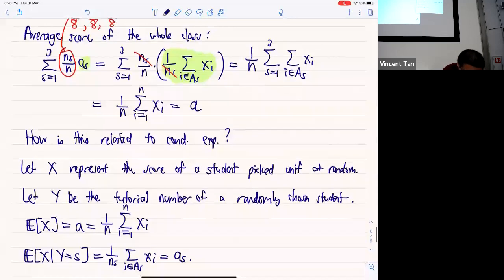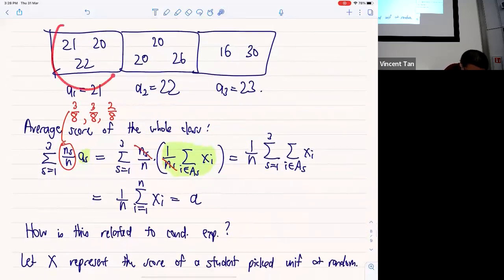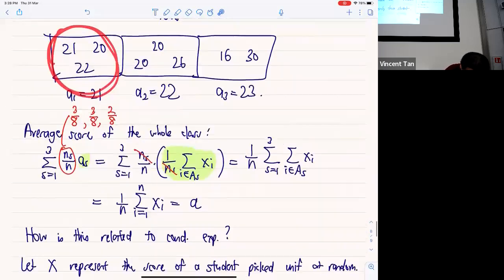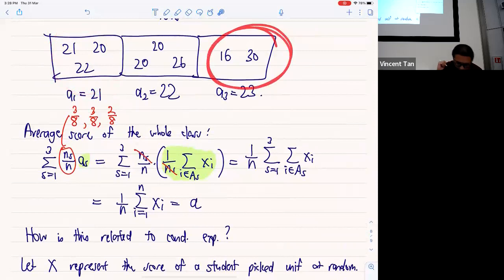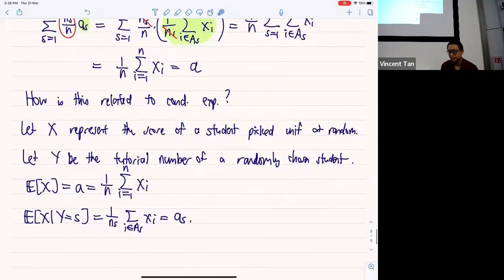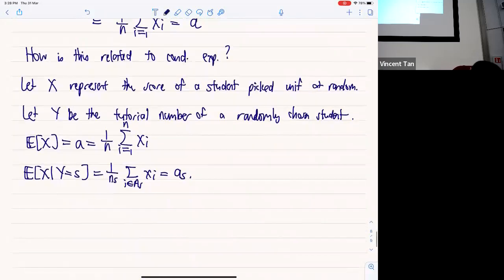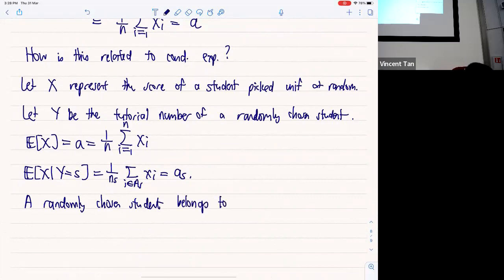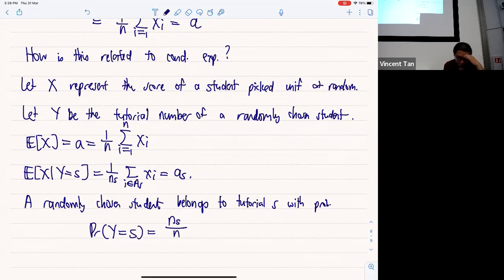So suppose Y is equal to 1, I'm averaging the students here. Suppose Y is equal to 3, I'm averaging the scores of the students here. Understand? Okay. So now a randomly chosen student belongs to tutorial S with probability of Y equals S, which is the total number of students in tutorial group S divided by the total number of students, right? So here S runs from 1 to 3.